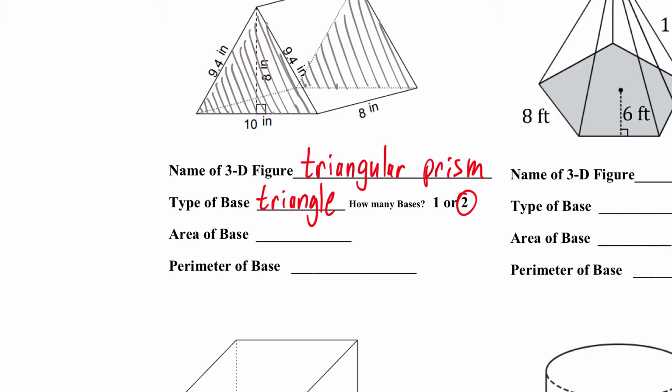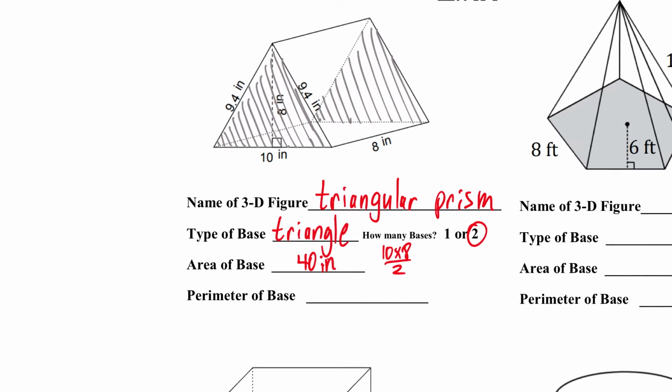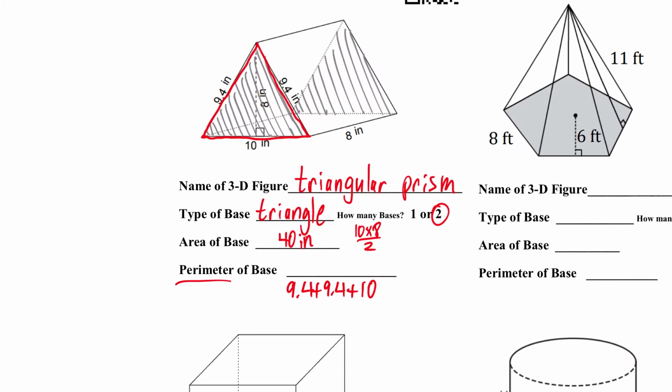Okay, good. And so it's going to be 10 times 8 divided by 2, which, yes, is 40. Remember, area of a triangle is just base times height divided by 2, so 10 times 8 divided by 2. Now I want the perimeter of the base. So I'm going to add 9.4, 9.4, and 10. 9.4 plus 9.4 plus 10. What did I give you? Yep, 28.8 inches.